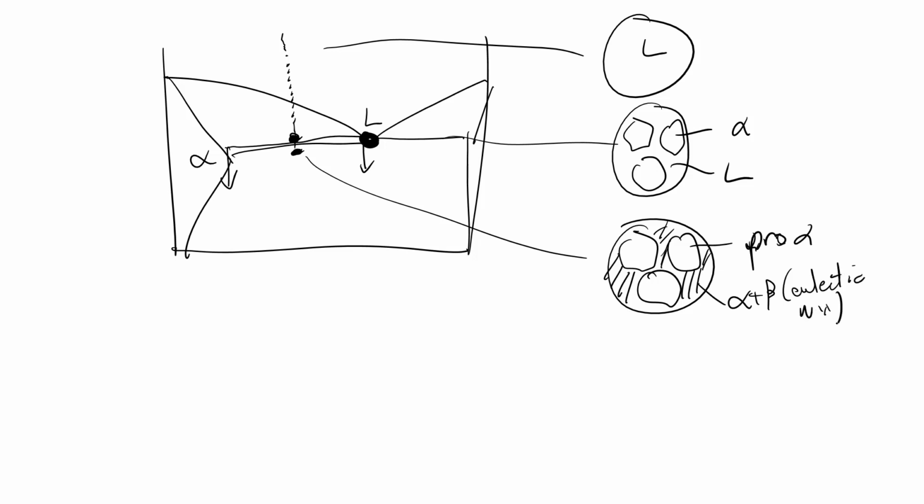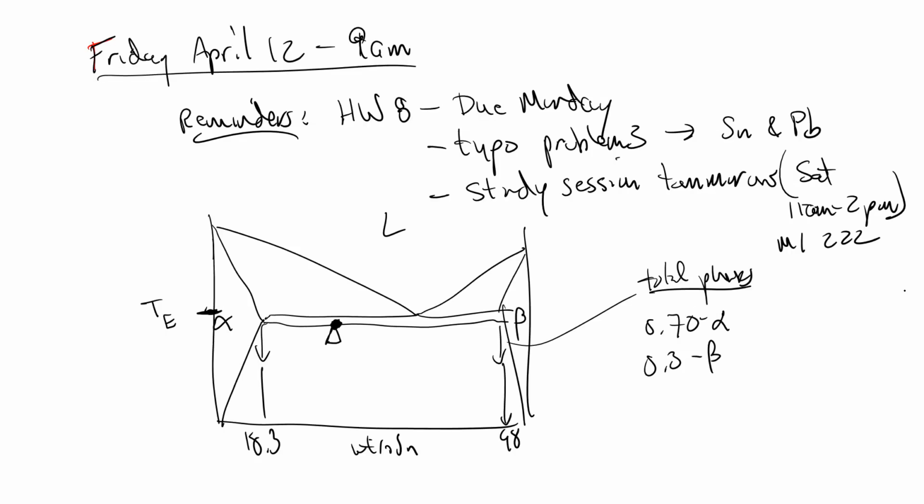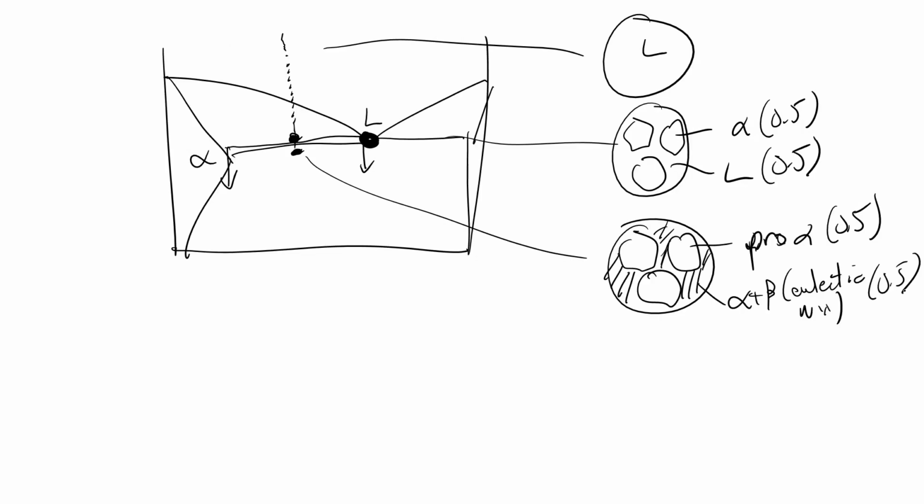Now, how much of each? Well, you can see above the line we had about half alpha and half liquid, so that's what we're going to have below the line. Now, why doesn't that agree with what we had on the previous slide? Well, because this was the total alpha and total beta. That's still correct. See, if you come here, we have alpha in the pro-eutectic alpha here, and we have alpha in the mixture here. So the total alpha still has to add up to 0.7.